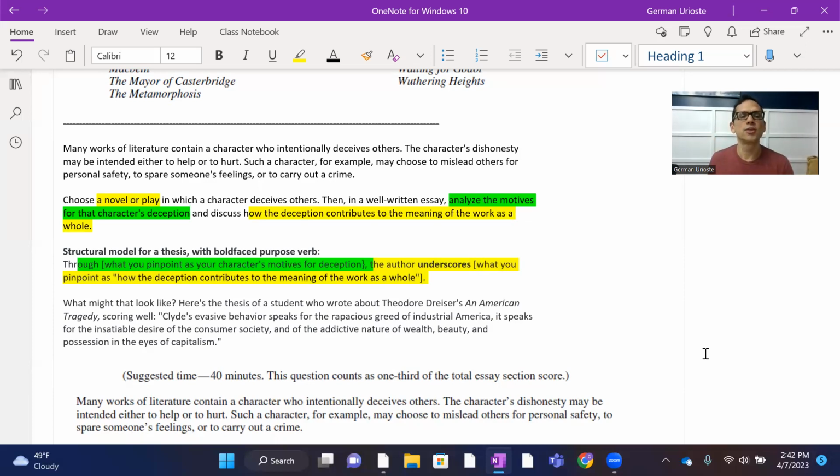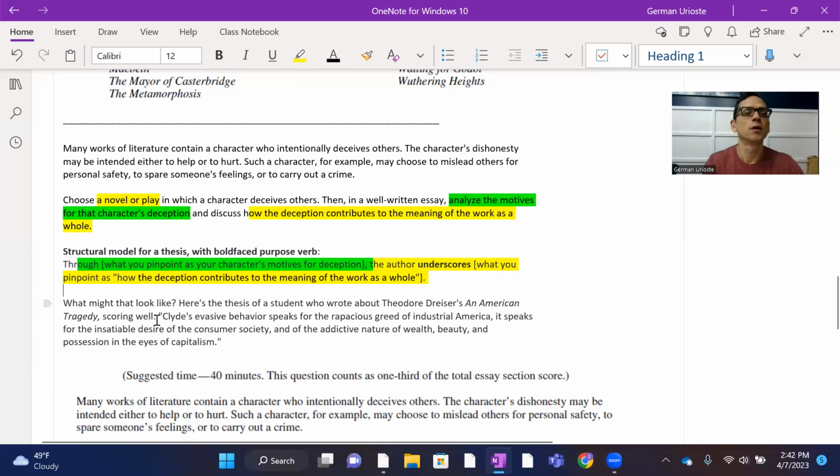Here is a thesis of a student who wrote about a novel called An American Tragedy by Theodore Dreiser, an early 20th century novel about urbanization and industrialization and so on, right? And this person looked at the character named Clyde. Let's take a look at it. Clyde's evasive behavior speaks for the rapacious greed of industrial America. It speaks for the insatiable desire of the consumer society and of the addictive nature of wealth, beauty, and possessions in the eyes of capitalism, right?